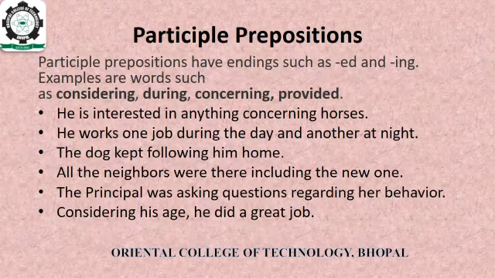Participle prepositions. Participle prepositions have endings such as ed and ing. Examples are words such as considering, during, concerning, provided. He is interested in anything concerning horses. He works one job during the day and another at night. The dog kept following him home. All the neighbors were there, including the new one. The principal was asking questions regarding her behavior. Considering his age, he did a great job.